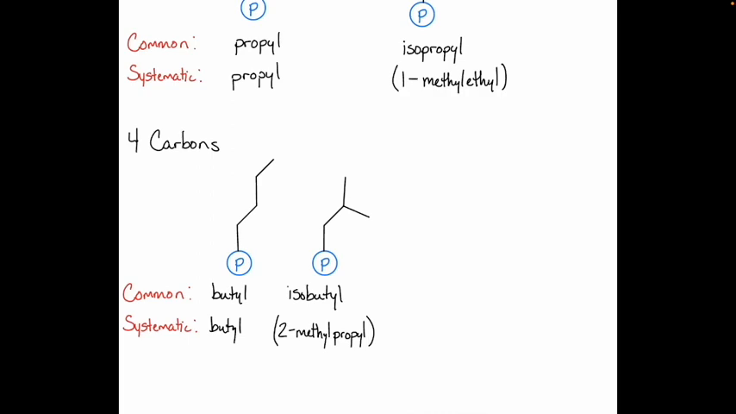Now you have a methyl group sticking off of the second carbon in that 3-carbon branch substituent, where 3 carbons is the longest part, so it would be 2-methyl-propyl.